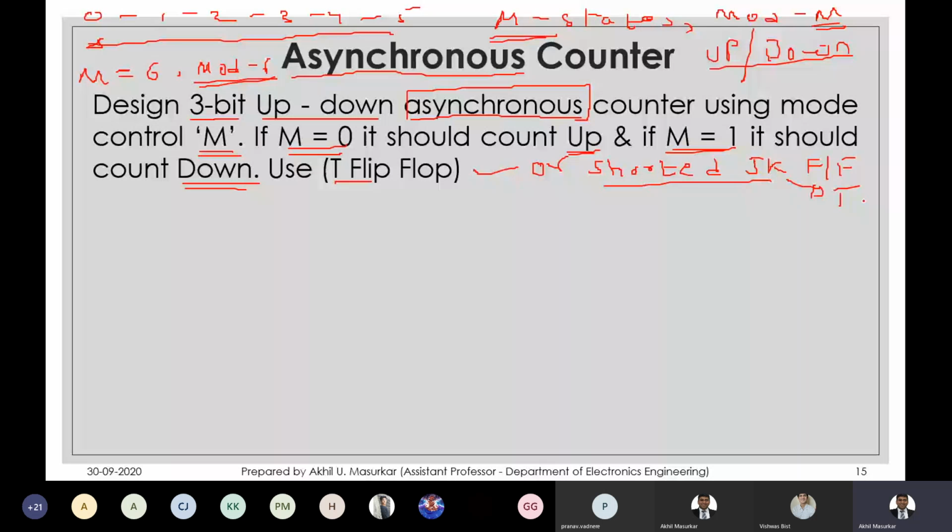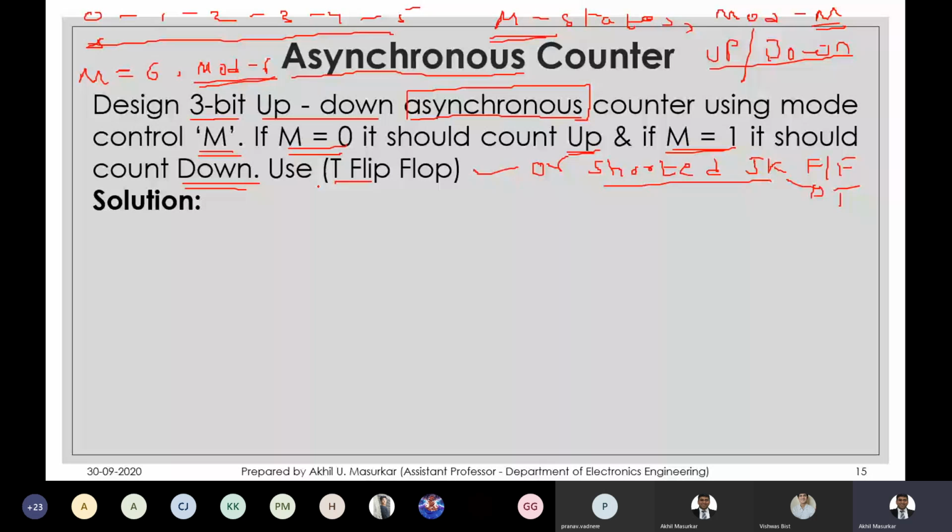So please note down this question properly. Design a 3-bit up-down asynchronous counter using mode control M. If M is equal to 0, it should count up, and if M is equal to 1, it should count down. So that is what we want. So let's see the solution for this problem.